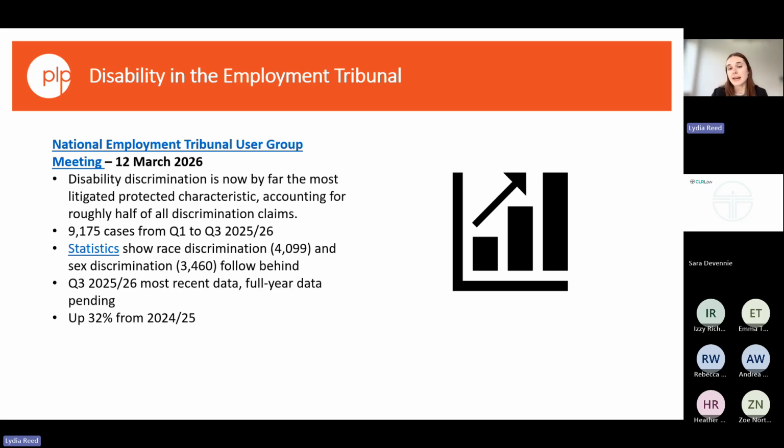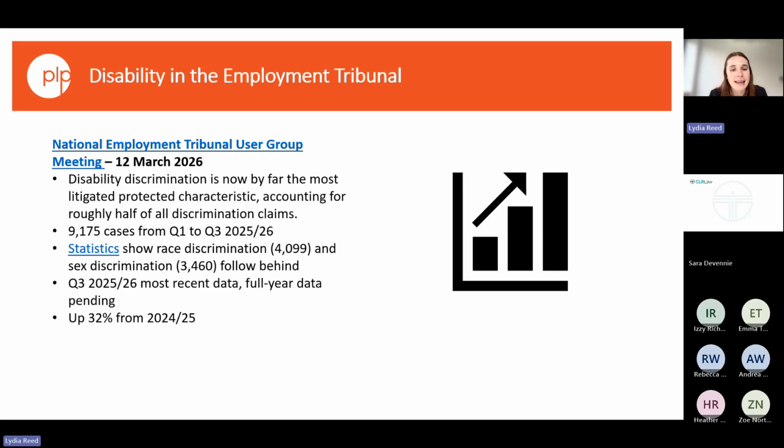So the trend really seems to be, well, two things: that discrimination claims are on the up, and that disability discrimination claims are on the up, and that disability is the most litigated protected characteristic. The reasons for that aren't quite clear. It might be an increase in AI assisting particularly litigants in person, but either way, it's certainly a topic that requires looking at in more detail.